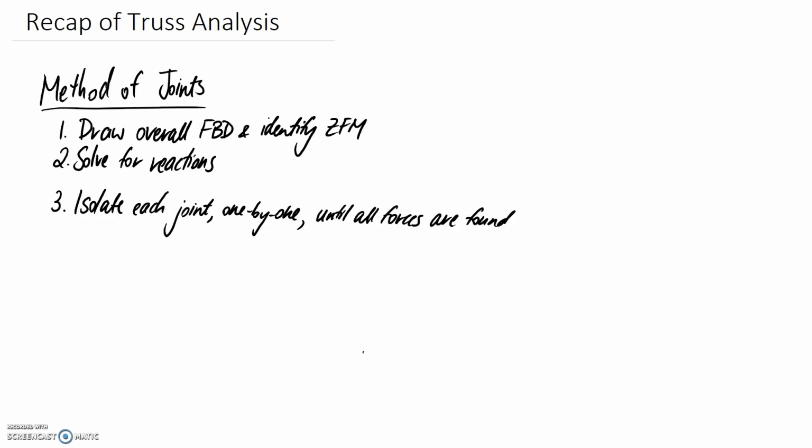So in this video, we're going to recap truss analysis. This includes the method of joints, method of sections, zero force members, and also whether members are in tension or compression. So we'll start with method of joints and the general solution process. The first thing that you're going to want to do is draw the overall free body diagram of your truss. So this includes simplifying your supports into their equivalent reaction forces.